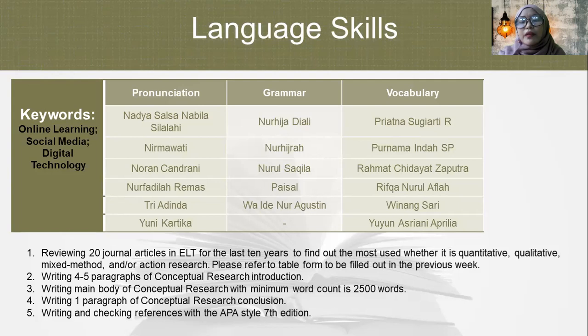And then the last group, the 7th group, is the vocabulary group. We have 6 members: Priyatna Sugiyarti, Purnama Indah, Rahmat Hidayat Saputra, Rifka Nurul Afla, Winangsari, and Yuyun Asriani Aprilia. Remember again that each of your skill focus should be followed by the sub keywords: online learning. The second one is social media, and the third one is digital technology.